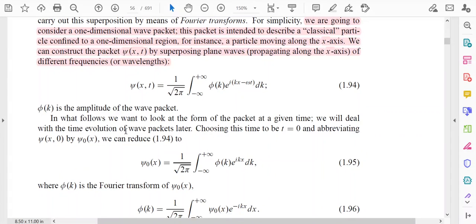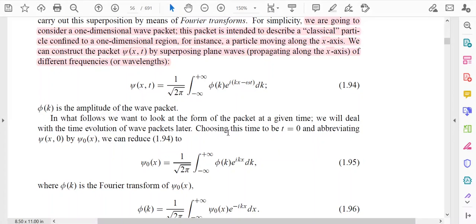In what follows, we want to look at the form of the packet at a given time. We will deal with the time evolution of the wave packets later. That is, how the wave packet changes with time will be described later. At first we choose the time t equal to 0, and later we will observe how the packet modifies with respect to time.